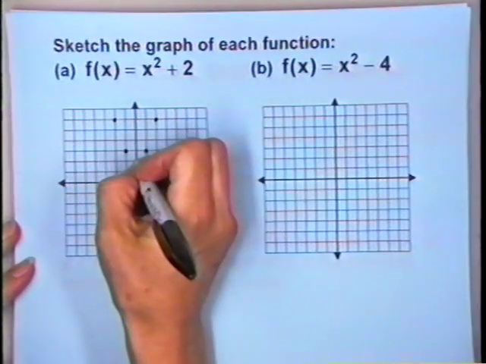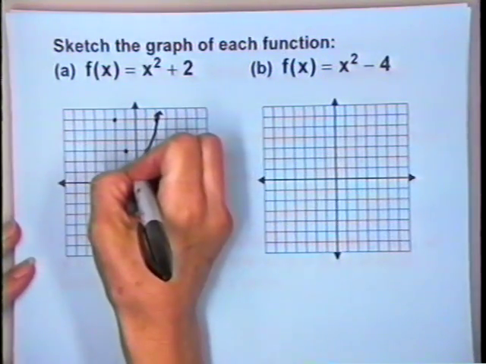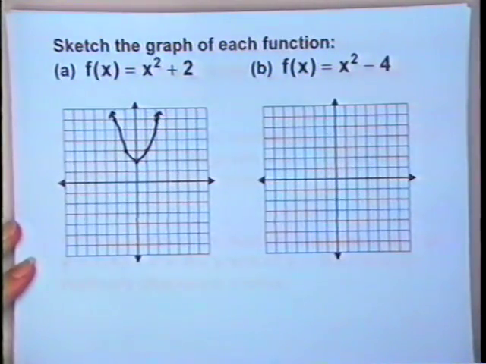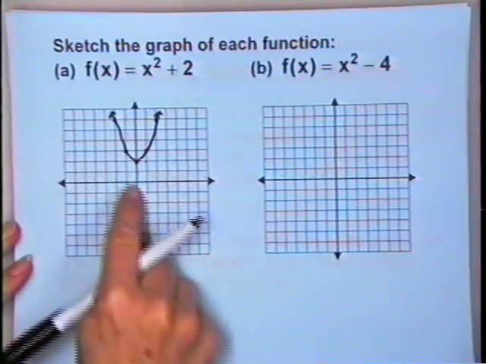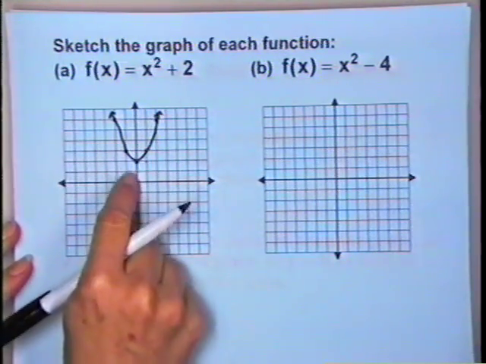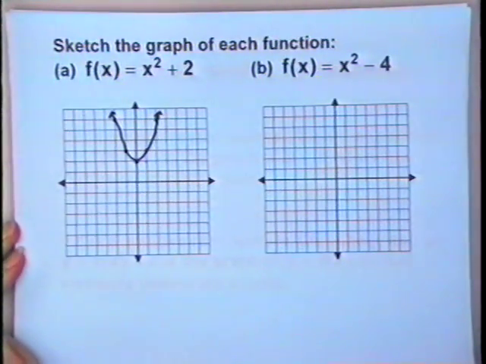And you can see from these points that I have located, my graph is still a parabola. But what has happened to that parabola? Instead of the vertex being down here at 0, 0 and opening up, our parabola has moved up. And how many units has it moved up? It's moved up these 2 units that were added to our function.